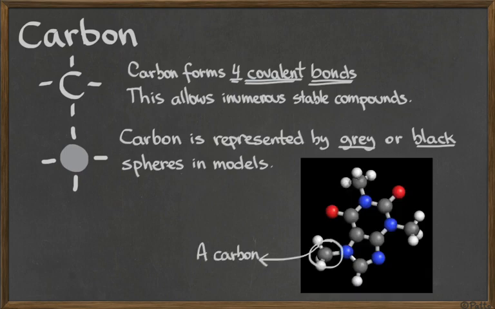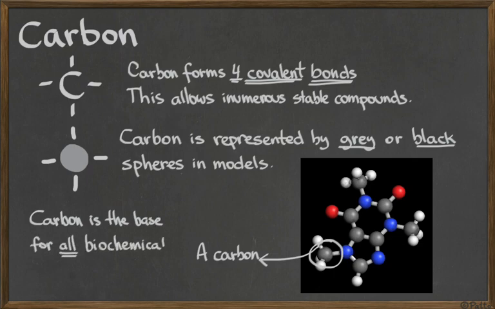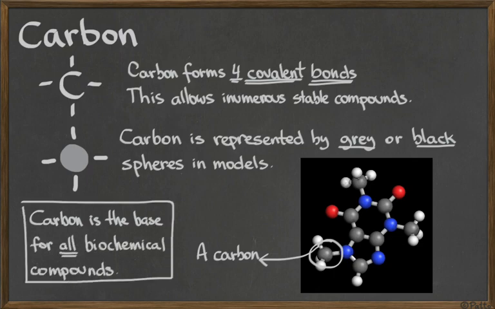Here we have, for example, a molecule, and it's pointing there at dark gray. You have 1, 2, 3, 4, 5, 6, 7, 8 carbons represented in this weird molecule. All biochemical molecules, all biochemical compounds are going to have carbon.